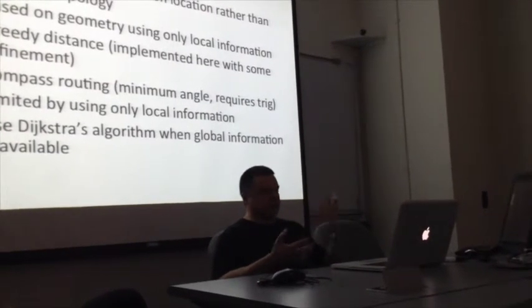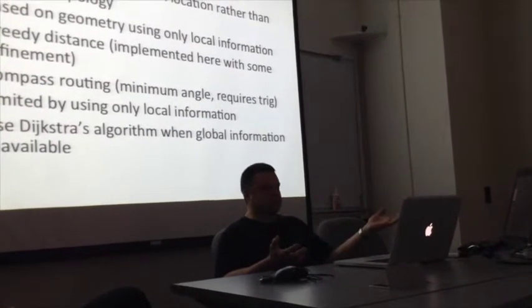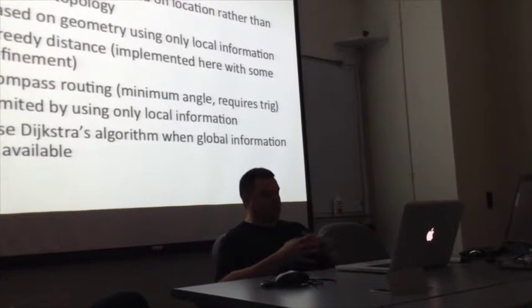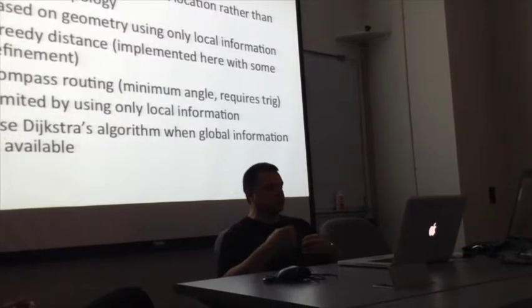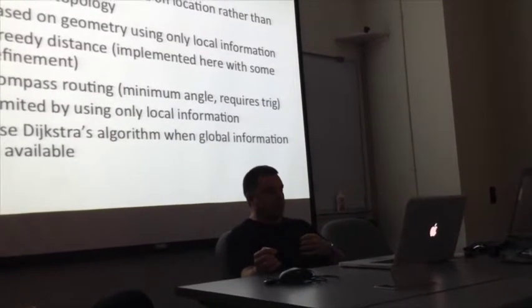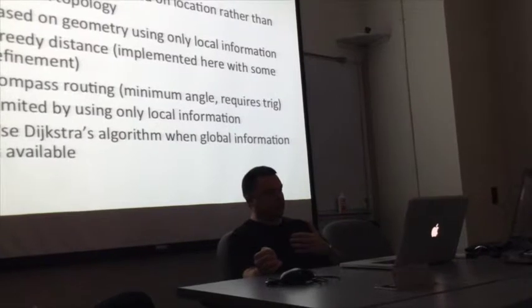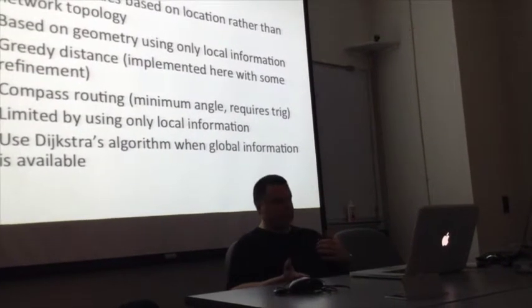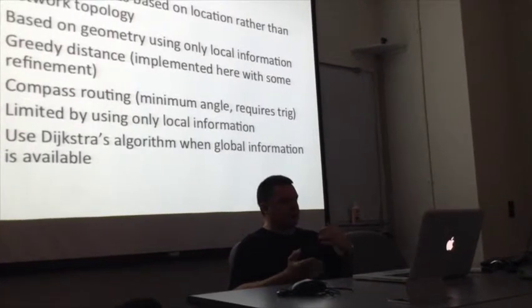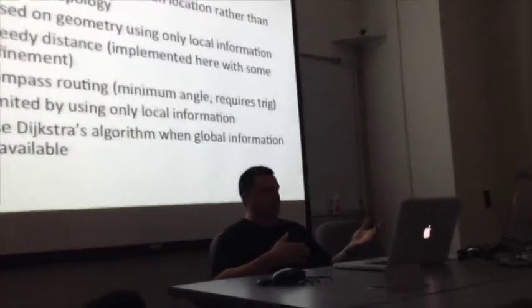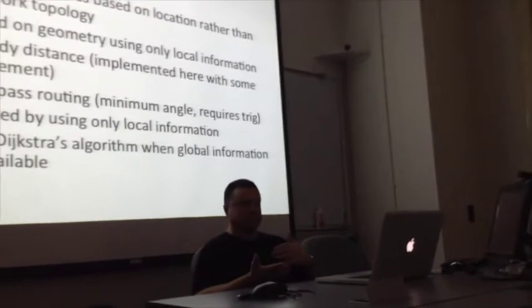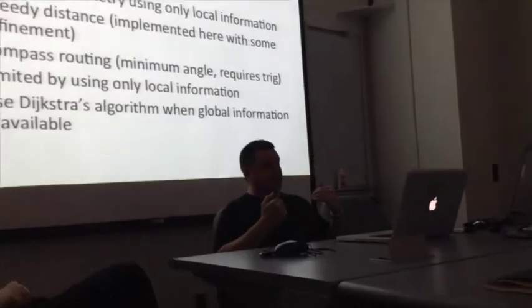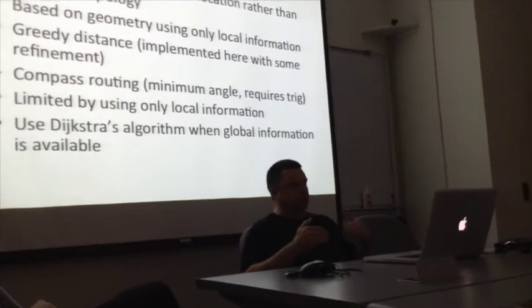Geographic routing protocols generally come in two types: a greedy distance routing protocol, where the neighbor node closest to the destination is chosen. The other type is compass routing. One really isn't much better than the other. There are scenarios where one may succeed where the other fails, but there are just as many scenarios where vice versa, one will fail where the other succeeds. Plus, compass routing requires some amount of trigonometry.